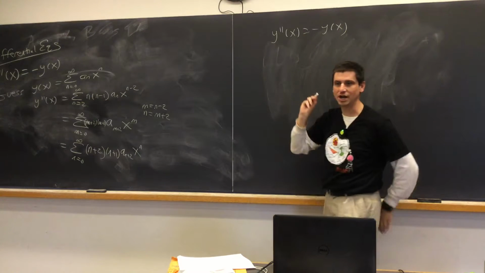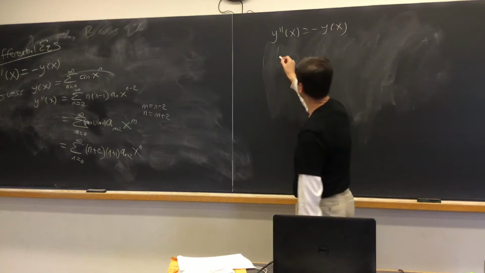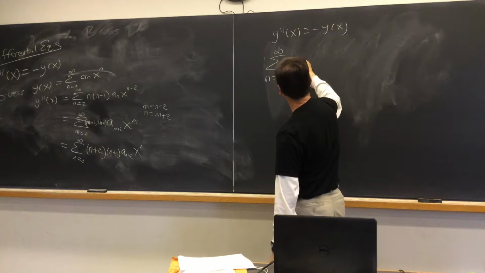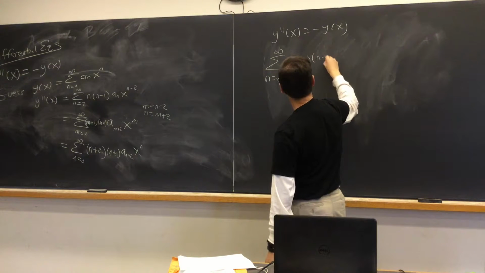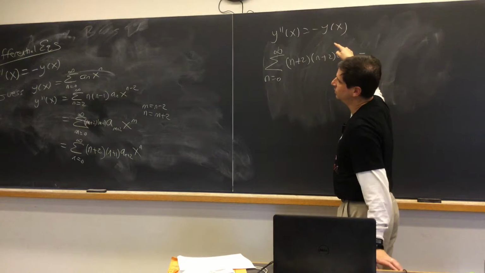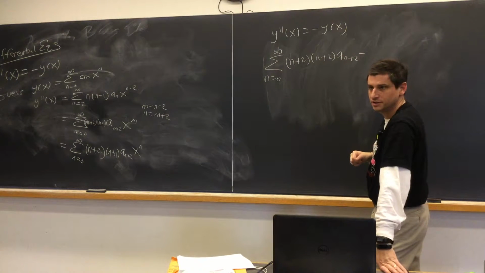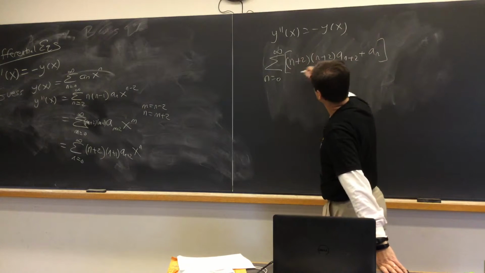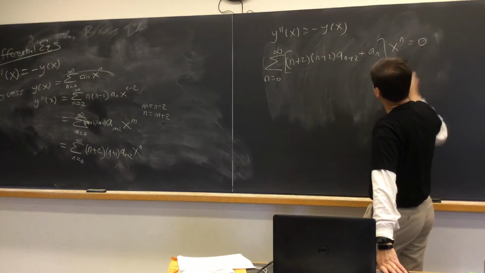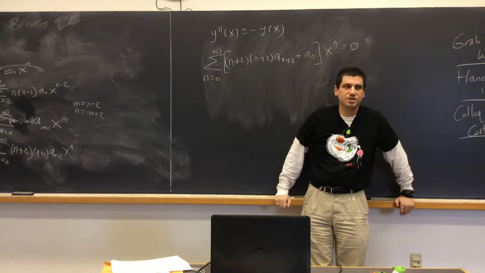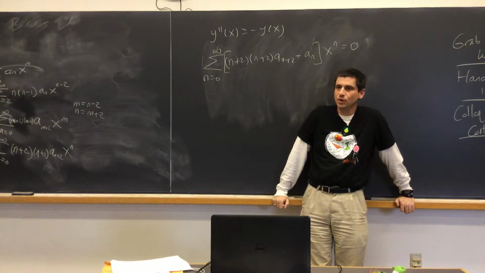So we have y double prime equals minus y. So what do we get? We get a sum, n goes from 0 to infinity. Y double prime will be n plus 2, n plus 1, a n plus 2, minus, well, when I subtract the y, I bring it over, and it becomes a plus, right? Plus a n x to the n equals 0. So this is what I get when I add y of x to both sides and set it equal to 0. What is the only way that infinite sum should be 0?